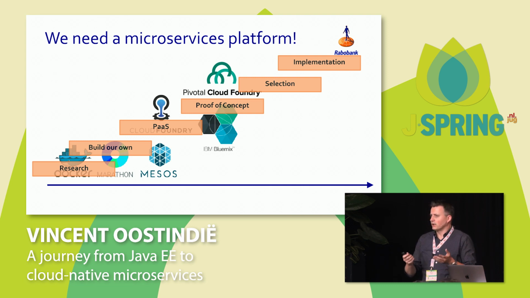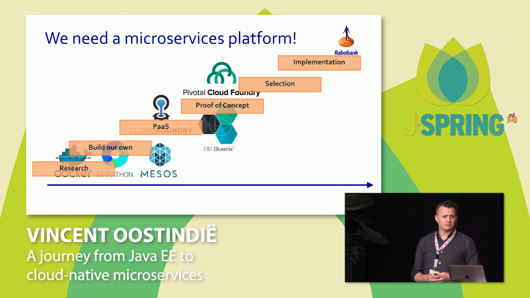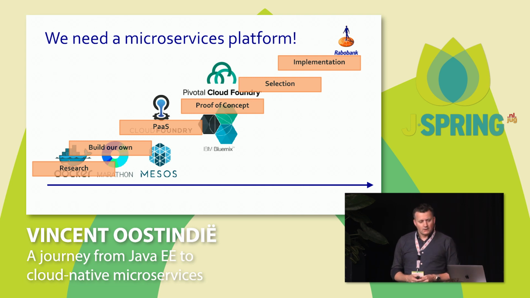bringing any business value. So we quickly decided, after building our own and doing the research, that we wanted to go to platform as a service, so PaaS. So that's what we started looking into. And we pretty soon found Cloud Foundry as an open source platform, which we really liked, and we decided to do a POC with that. And we did that in a non-traditional way for Rabobank.